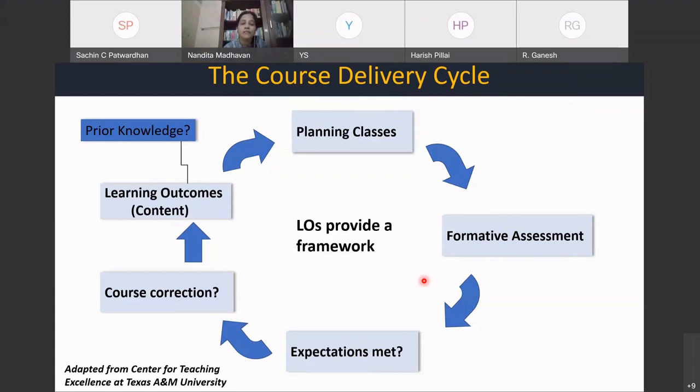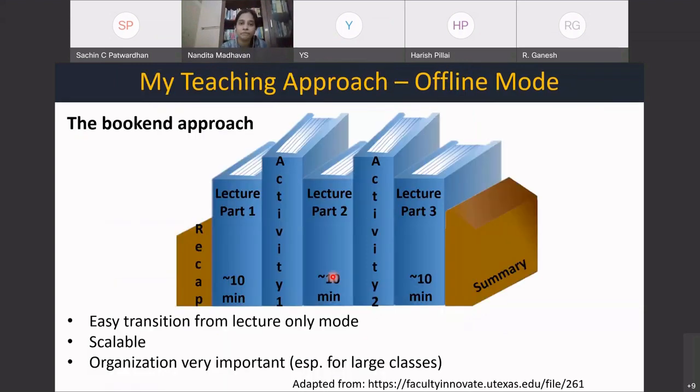And then once you go through this, you look at course correction. So if expectations aren't being met, one has to do some tweaking. So reflection is very important. And I found learning outcomes to be a very useful framework in doing this. So I'm not spending time defining the learning outcomes and all, because I think that has already been done over the past two weekends. So I'll just move on to my experiences.